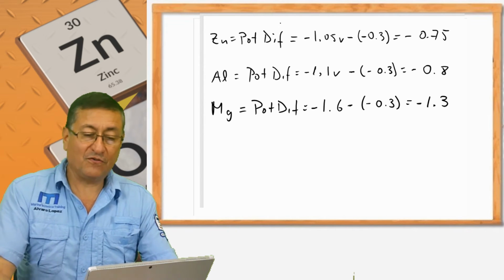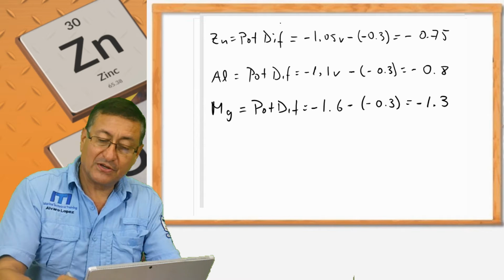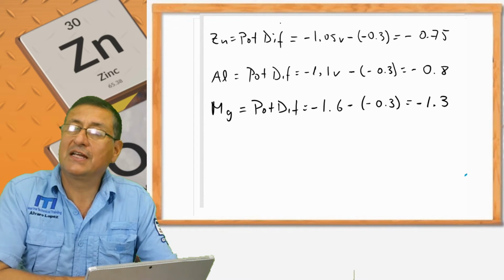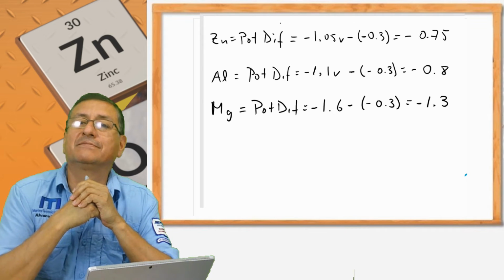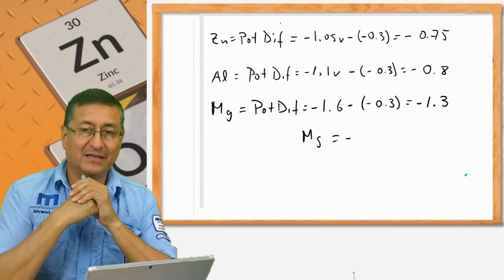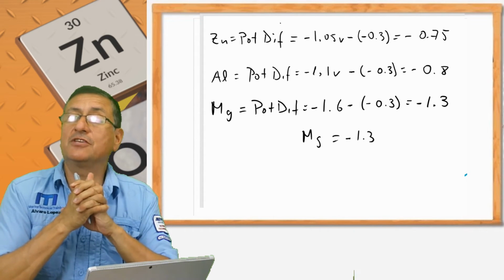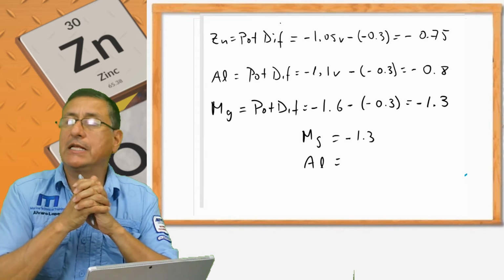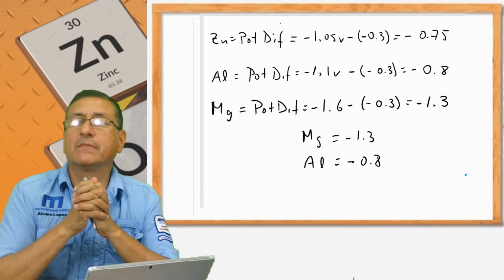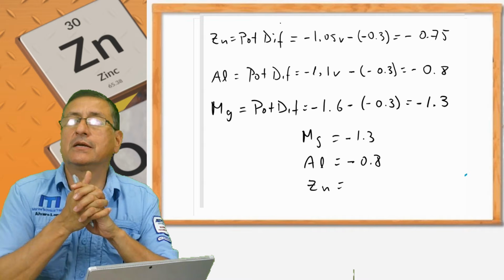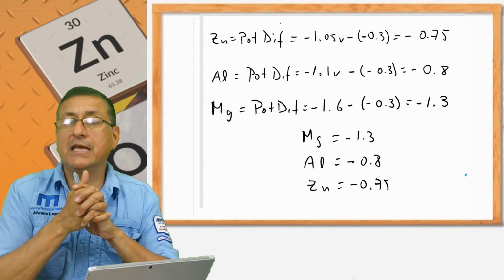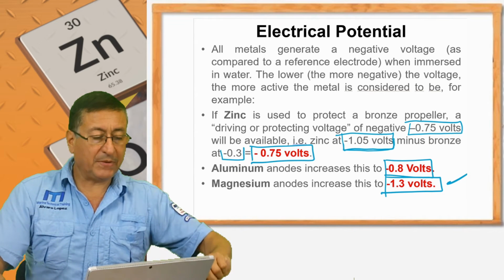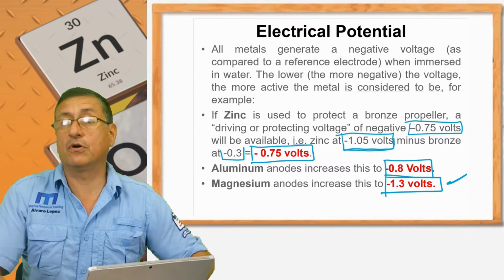Of course, with magnesium I produce a higher potential difference. Nice, interesting. In general, you think that zinc is better. Today, we are going to demonstrate that not always. In some situations, aluminum is better. In other situations, magnesium is better. Okay? We are going to check what happens with the different types of alloys.